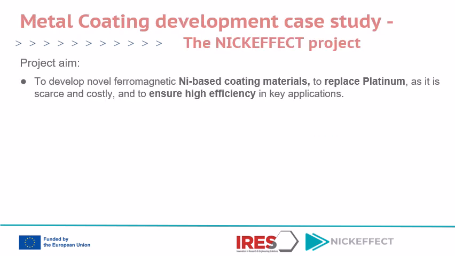I will now go more specifically into the NICKEFFECT project to show how we would approach, or how we have approached, the goal and scope definition for this specific project. So first of all, to mention the project aim. Here the aim is to develop novel ferromagnetic nickel-based coating materials in order to replace platinum, which is a scarce and costly metal, and to ensure the high efficiency of these new nickel-based coatings for specific applications that typically platinum is used for.